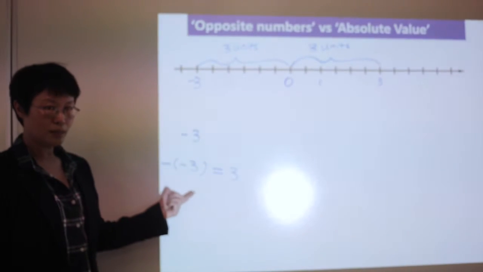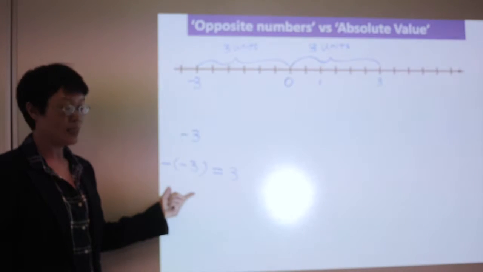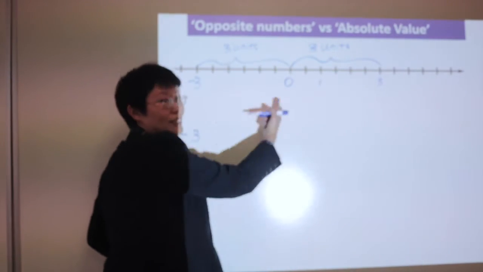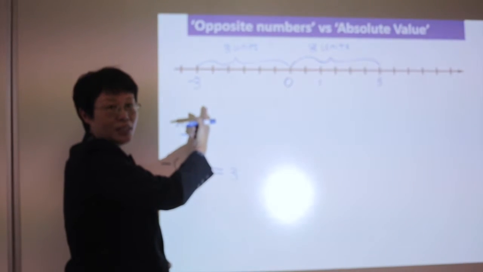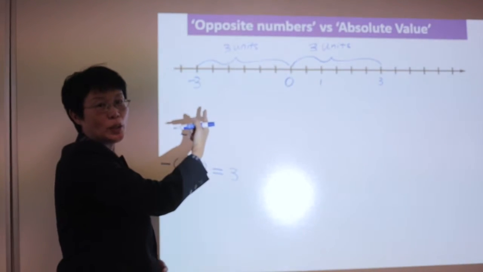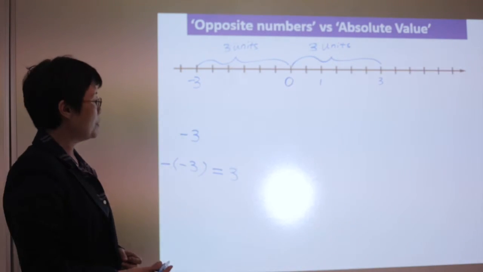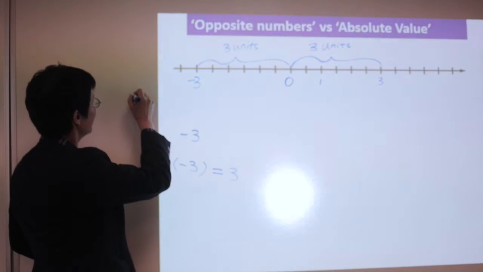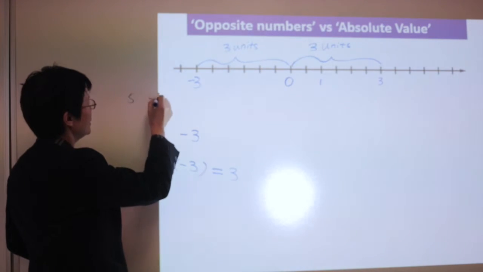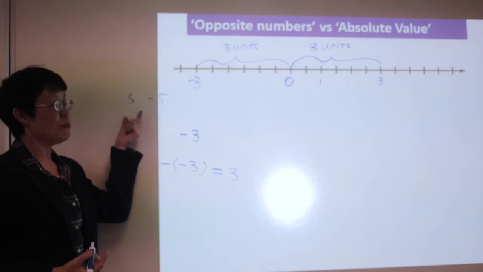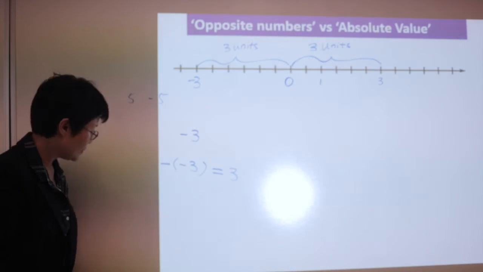So from this example, we can see when two numbers differ only by sign, they are opposite to each other. The same thing, like 5 is the opposite of negative 5, and also, negative 5 is the opposite of 5, for example.